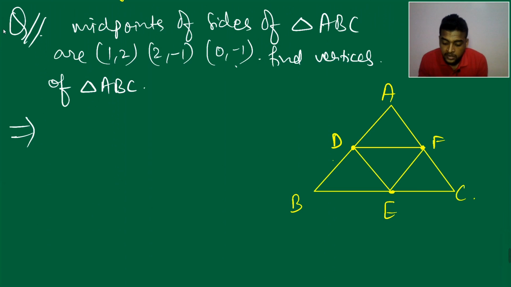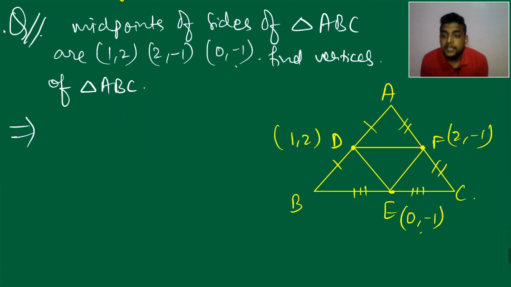What is D? This equals this, and this equals this, because D, E, F are midpoints of AB, BC, and AC, and all midpoints are given. What are the midpoints? This is (1, 2), this is (2, -1), and this is (0, -1). Any problem?